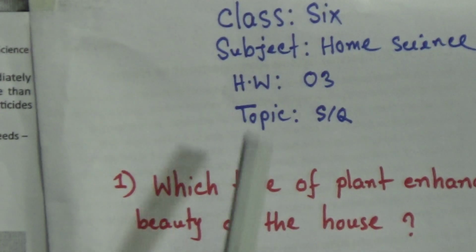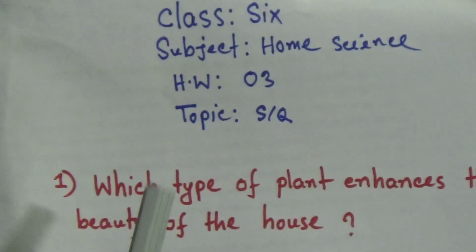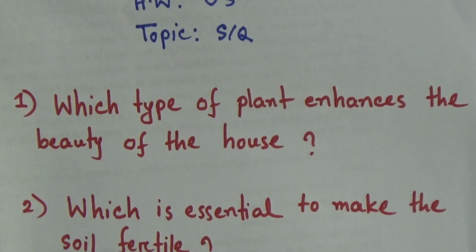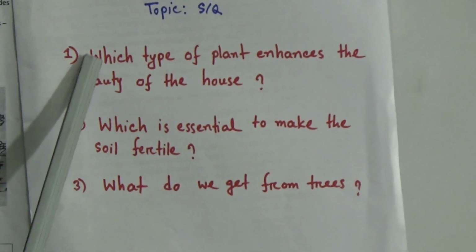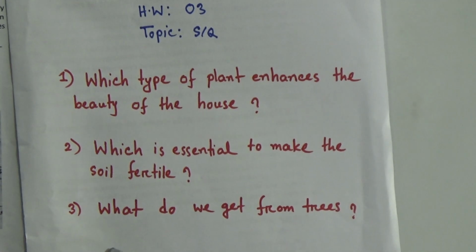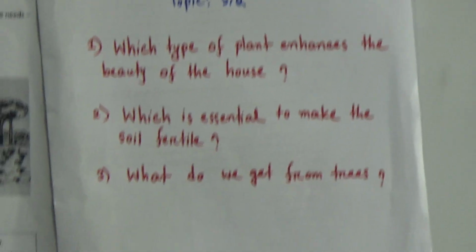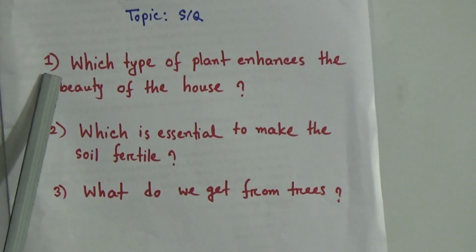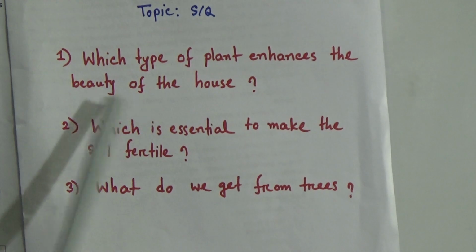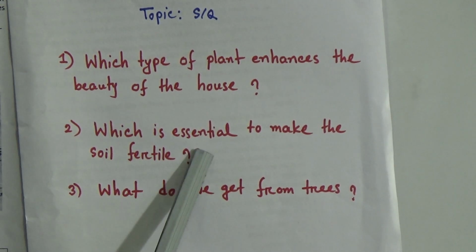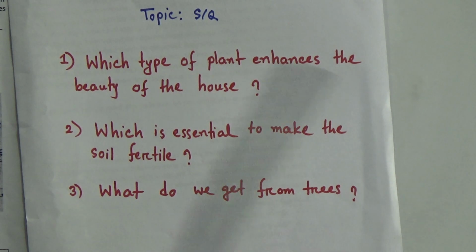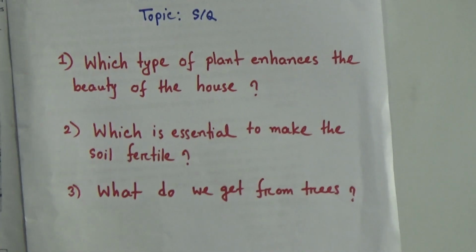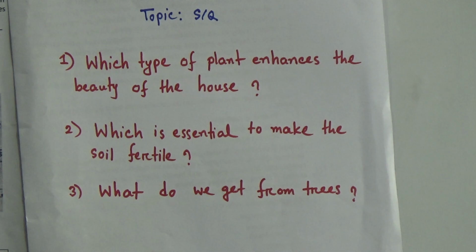This is our homework. It is homework number 3, and here are given 3 short questions for you. You have to prepare the answers to these 3 short questions by reading this chapter's lesson. Okay. Number 1, which type of plant enhances the beauty of the house? Number 2, what is essential to make the soil fertile? Number 3, what do we get from trees? These questions are for our homework.